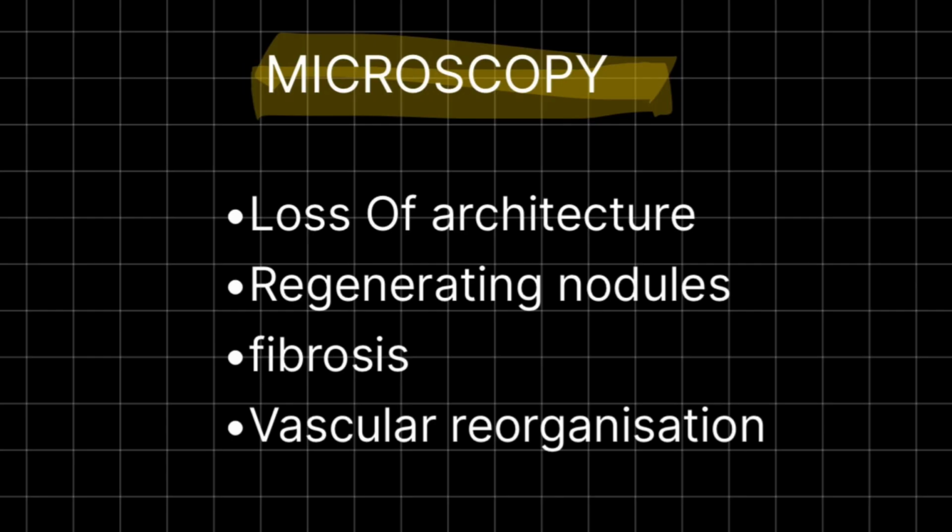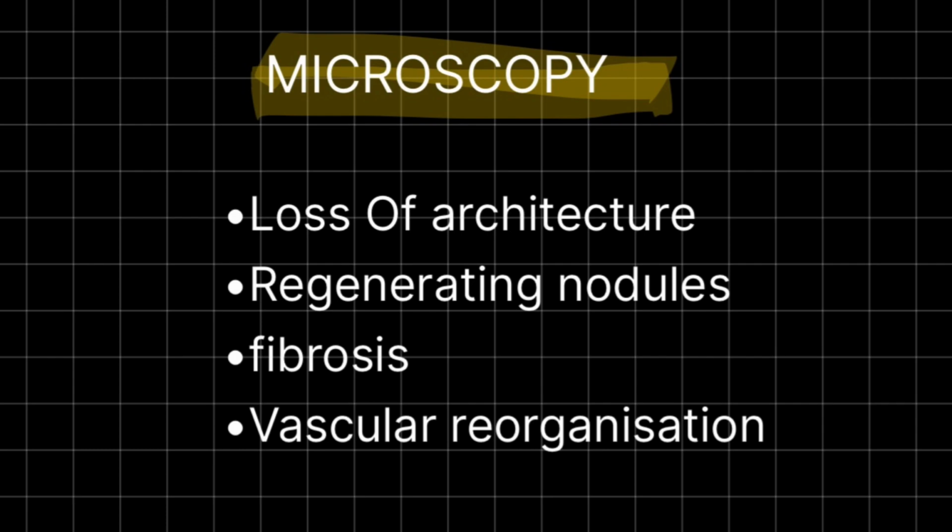Regarding microscopy, we have to write four important points. You must write these four important points. The first one is loss of architecture. Second is regenerating nodules. Third is fibrosis. And the fourth is vascular reorganization. Talking about the loss of architecture, due to the hepatocyte injury and all this fibrosis, the entire architecture of the liver is lost.